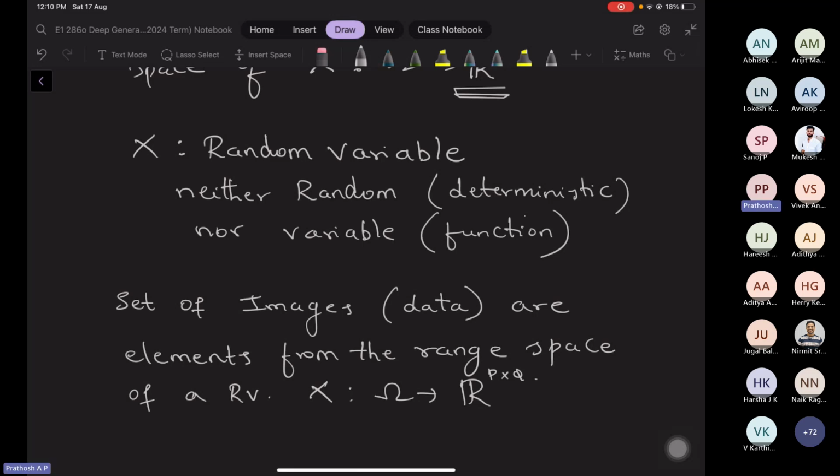Do you see the shift now? In the deterministic function mapping scenario, in the classical scenario, our data was simply points in a PQ dimensional real space. Now, they are still points in PQ dimensional real space, but they have to be seen as the elements of the range space of an underlying function.